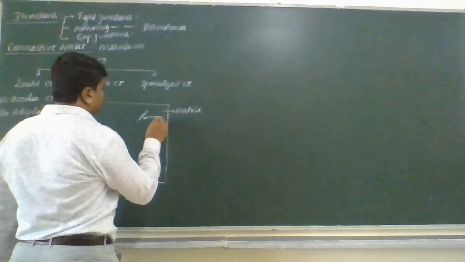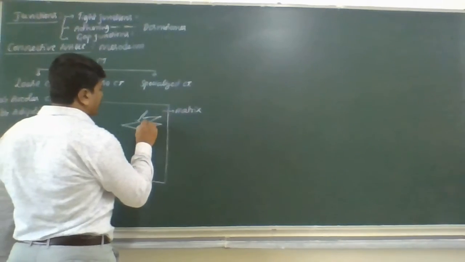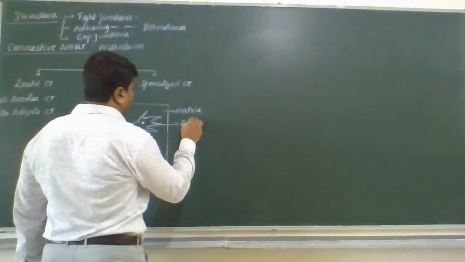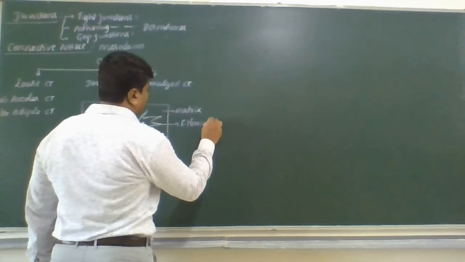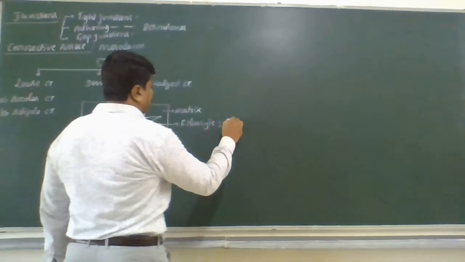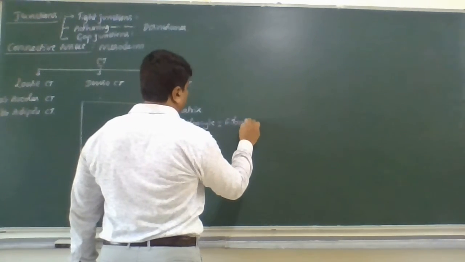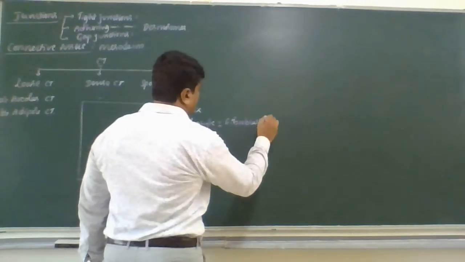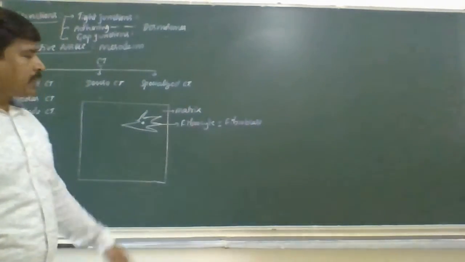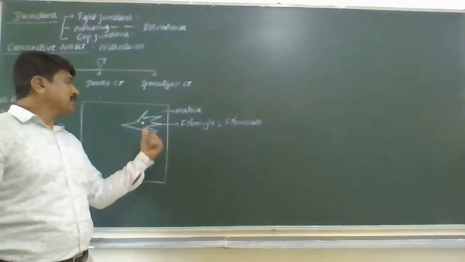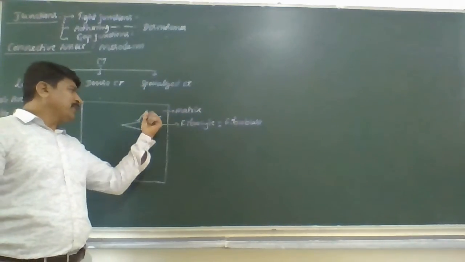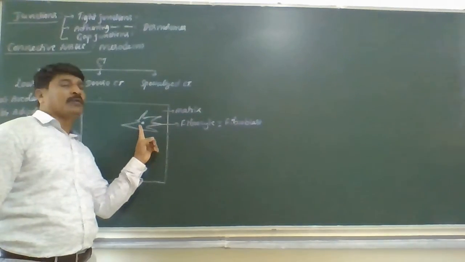First one is the fibrocyte. It is also called fibroblast. It is an elongated, flattened cell with stellate processes and oval nuclei.